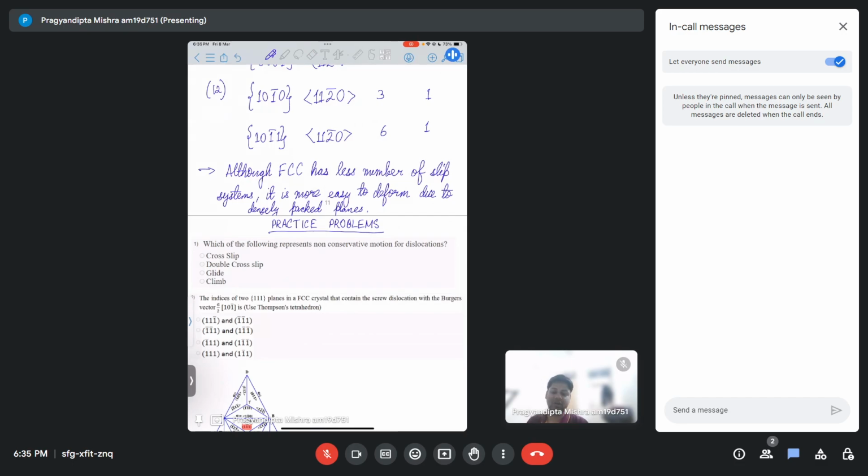Okay, so now let's move on to the practice problem for today. The first question says, which of the following represents non-conservative motion for dislocation? Cross-slip is again conservative. It's a form of glide only, but gliding along a different plane. Double cross-slip is just like cross-slip. Glide is anyways glide, and climb is the only one which is non-conservative.